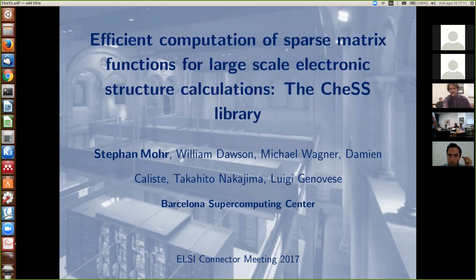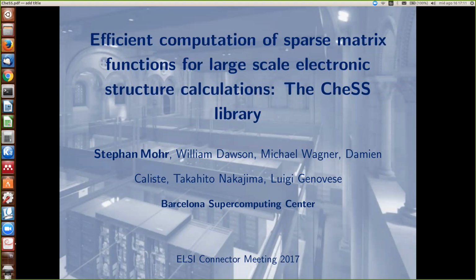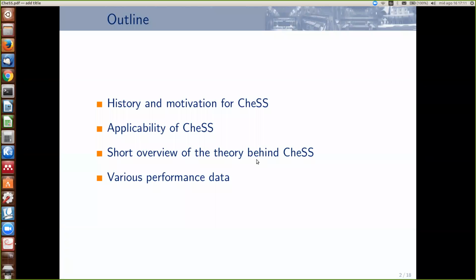So today I want to present the CheSS library that we are developing here, mainly at Barcelona Supercomputing Center, but we also have many other collaborators from various centers. And as Victor said, CheSS is a new library that will hopefully make it into ELSI. So today I just want to present what CheSS is, how it can be applied, what the performances are, and so on.